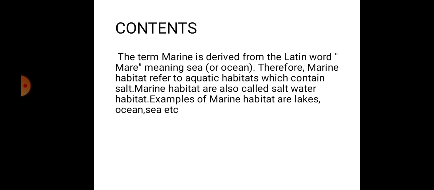The term marine is derived from the Latin word mare, which means sea or ocean. Therefore, marine habitats refer to aquatic habitats which contain salts. Marine habitats are also called saltwater habitats. So it means that any water body that contains salts is regarded as a marine water habitat. Examples of such water bodies are lakes, oceans, seas, etc.